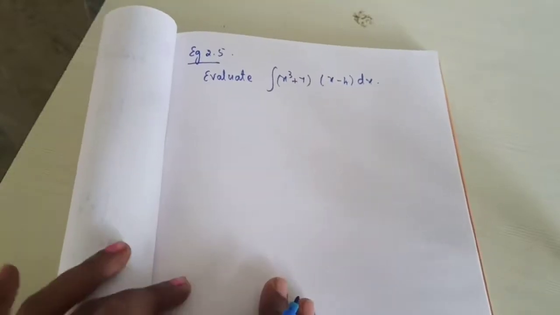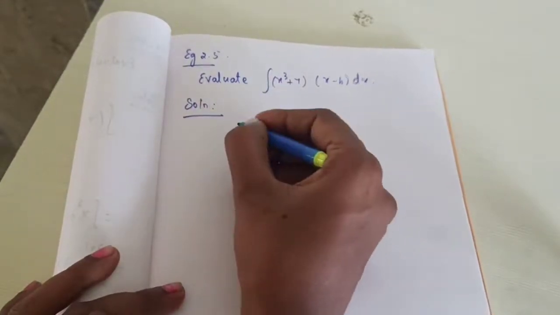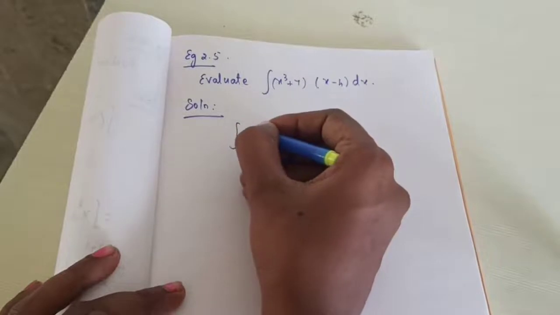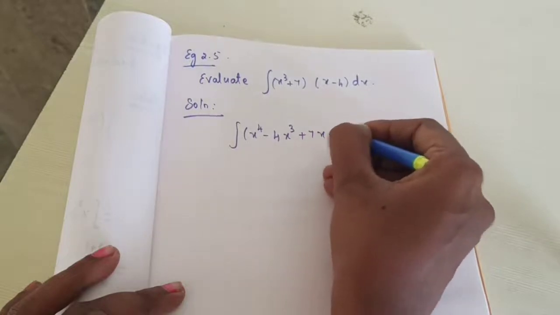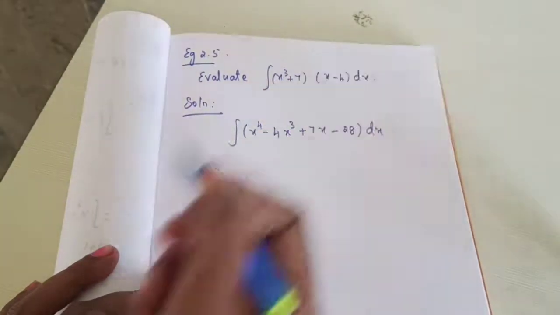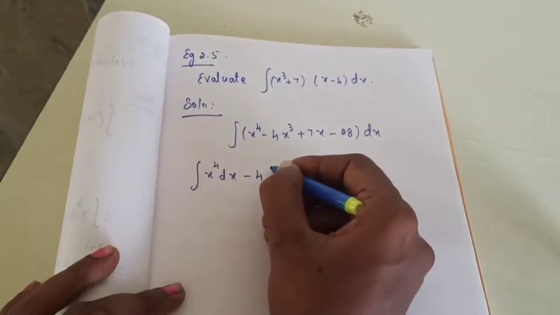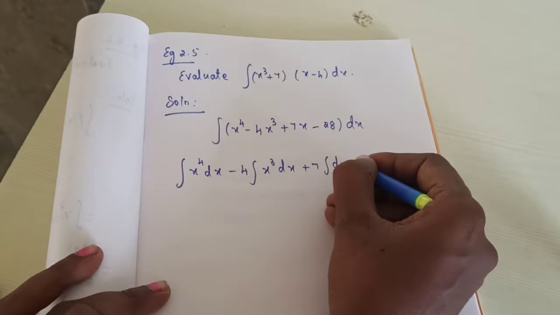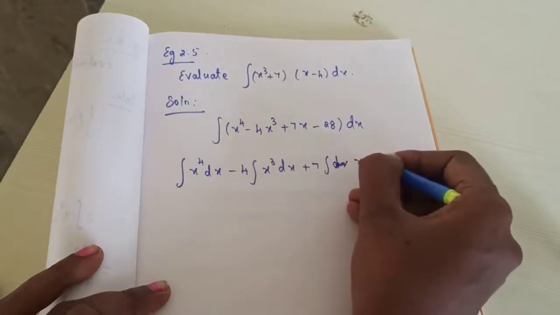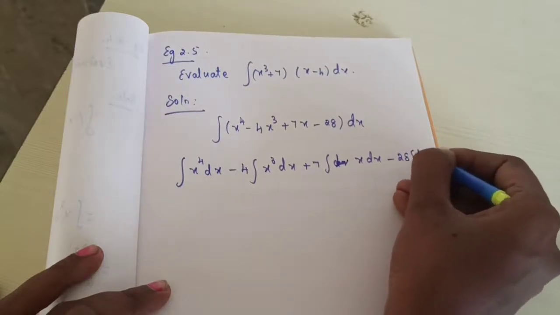That is example 2.5. Listen here. Evaluate integral of (x cube plus 1)(7, x minus 4)... that is, (x cube plus 7)(x minus 4). Okay. Solution. First we are going to multiply this with this one. So what will happen? x power 4, then minus 4x cube, then plus 7x minus 28 dx. Just I multiplied the two terms. Okay. Now split it. Integral of x power 4 dx minus 4 into constant outside, so x cube dx, then plus 7 into integral of x dx, then minus 28 integral of dx.